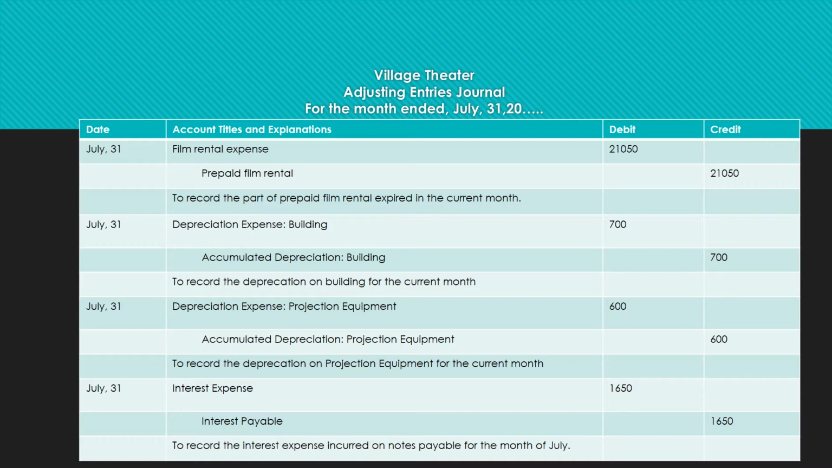Now transaction D. At July 31st, accrued interest payable on the notes payable amounts to 1,650. No entry has yet been made to record interest expense for the month of July.